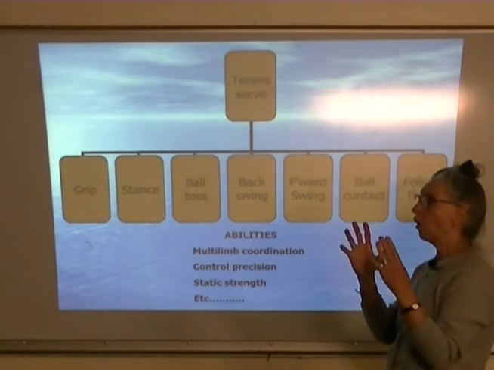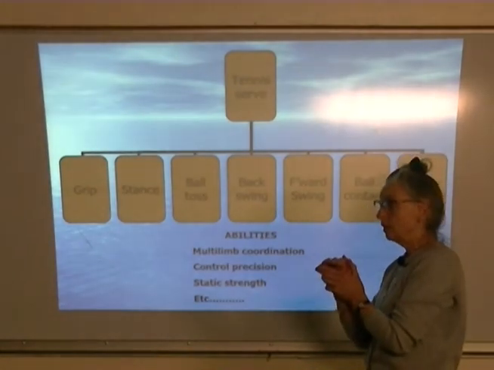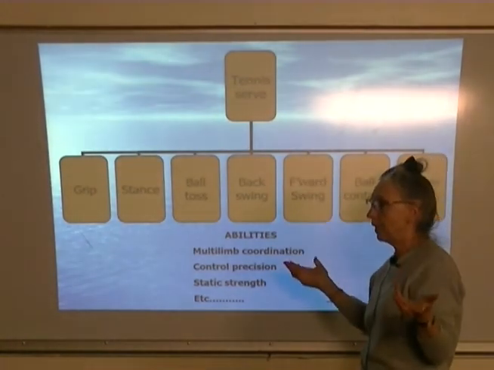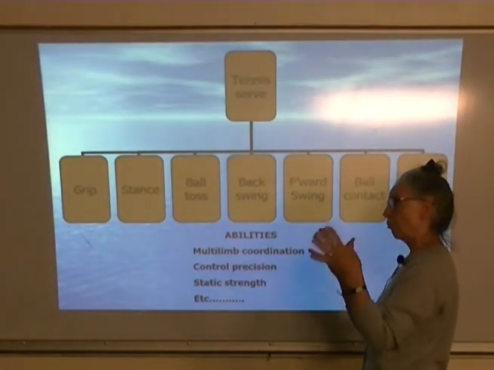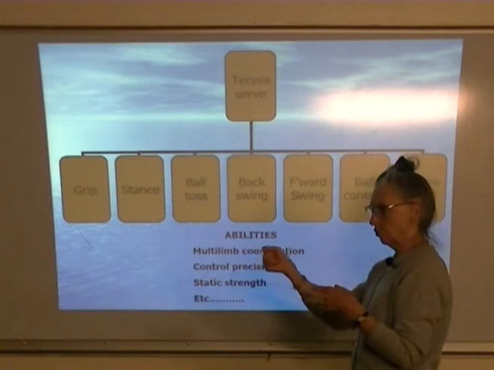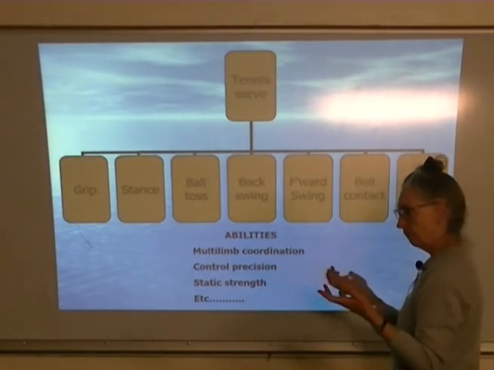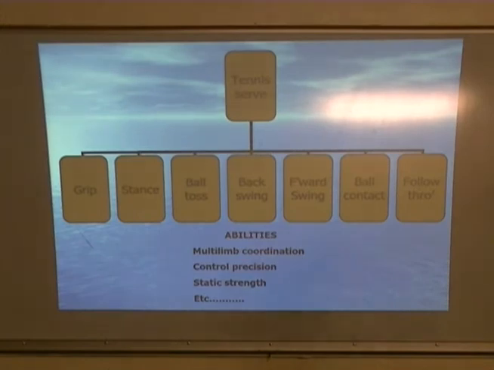Does this person not have a lot of static strength? In which case, tennis may not be their game. Or have they not developed their static strength to its full potential? In which case we can do some exercises. So you can use this idea to help you set up your lesson plans or specific little training stations or games, or send a child home with a squeezy ball so they can work on their grip strength, right? Something like that.